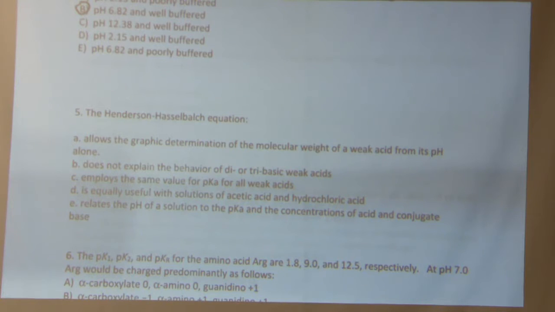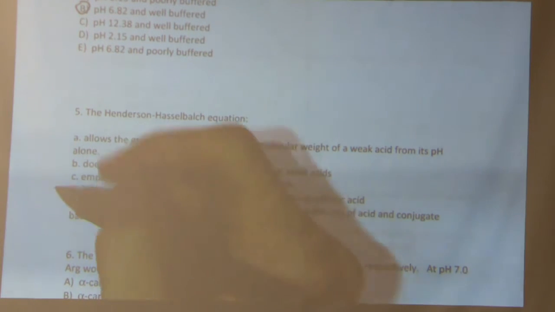So the Henderson-Hasselbalch equation: A, it allows for graphic determination of molecular weight of a weak acid from its pH alone. B, does not explain the behavior of di- and tribasic weak acids. C, employs the same value for pKa's for all weak acids. D, is equally useful with solutions of acetic acid and hydrochloric acid. E, relates the pH of solution to the pK and the concentration of acid and conjugate base. Does anyone think they have an answer? E? E for Einstein? Awesome.